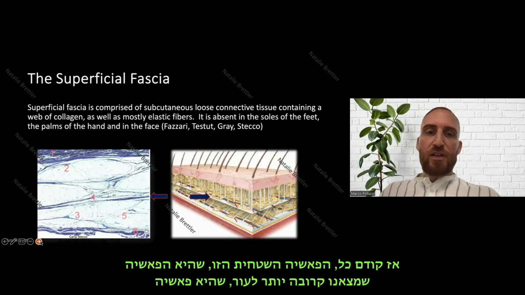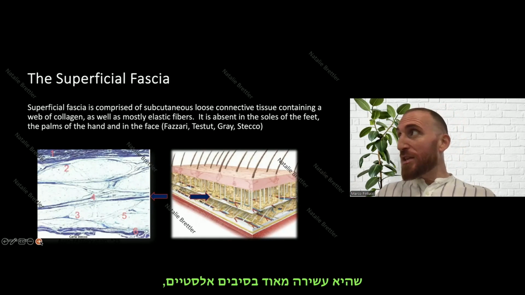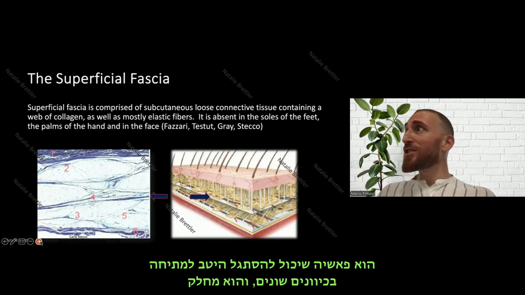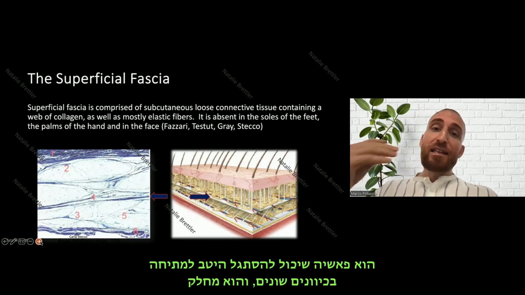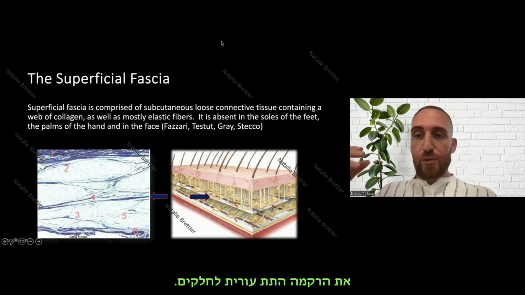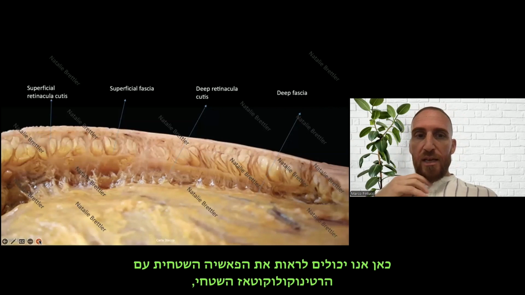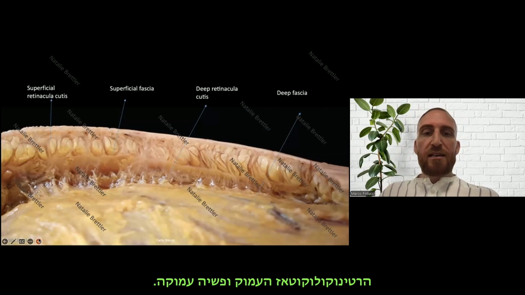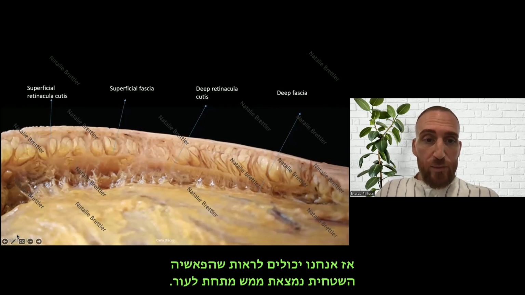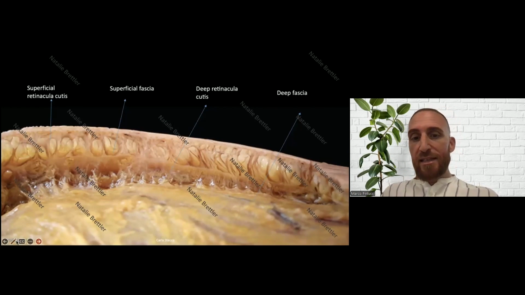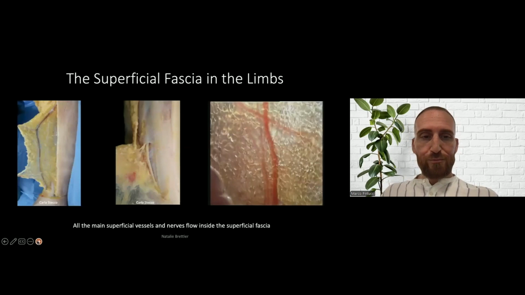So, first of all, the superficial fascia, which is the fascia that we find closer to the skin, which is a fascia which is very rich in elastic fibers. It's a fascia that can adapt very well to traction in different directions, and it divides the subcutaneous tissue in two parts. Here we can see the superficial fascia with the superficial retinacula cutis, the deep retinacula cutis, and the deep fascia. So we can see that the superficial fascia is just below the skin.